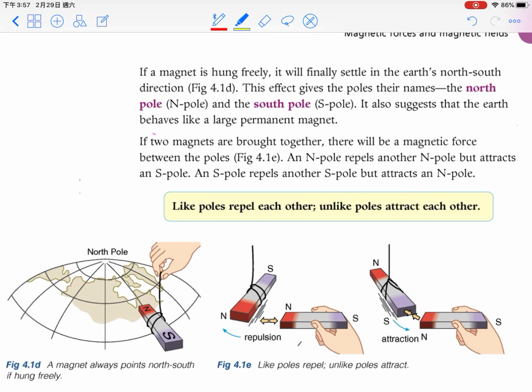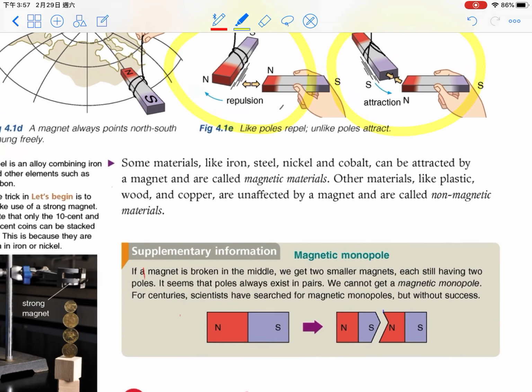Similar to electrostatics, like charges repel and unlike charges attract. Now for the magnetic force, like poles repel. So here you see repulsion. Okay, and unlike poles attract. Attractive magnetic force.